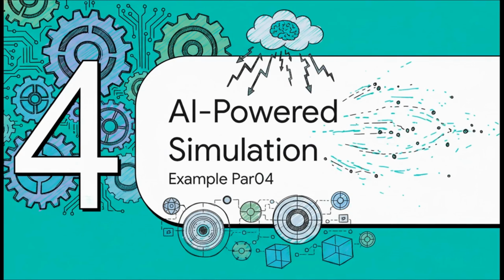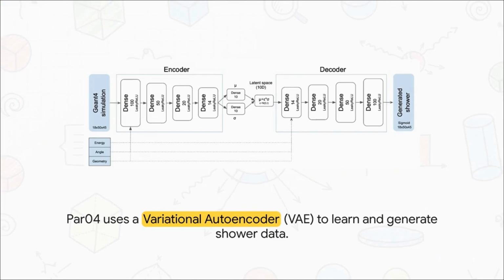And buried among those specialized examples is something that is, well, basically a sneak peek at the future of simulation, using machine learning for ultra-fast results. Let's put a spotlight on example Par04. Okay, so here's the big idea. Instead of simulating every single particle interaction, which takes a ton of computing time, you first run the full simulation to generate training data. Then you train a machine learning model, in this case something called a variational autoencoder, to basically learn the patterns of a particle shower.